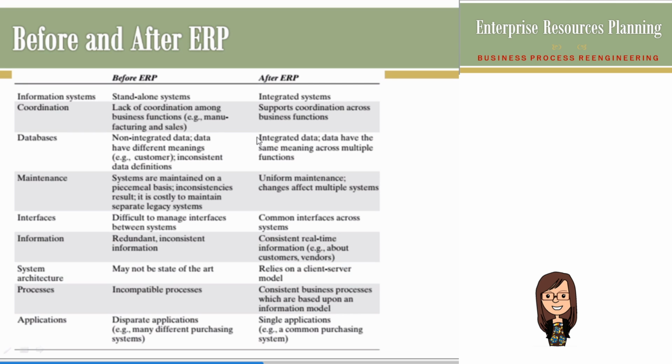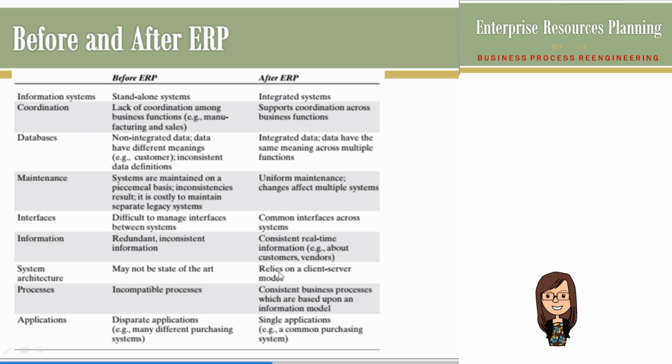The benefit of using one system is that our data also becomes consistent and real time, so we don't need to worry about redundant data or inconsistent data. In terms of the system architecture, we will have a centralized server, which will be accessed by many users or many departments.